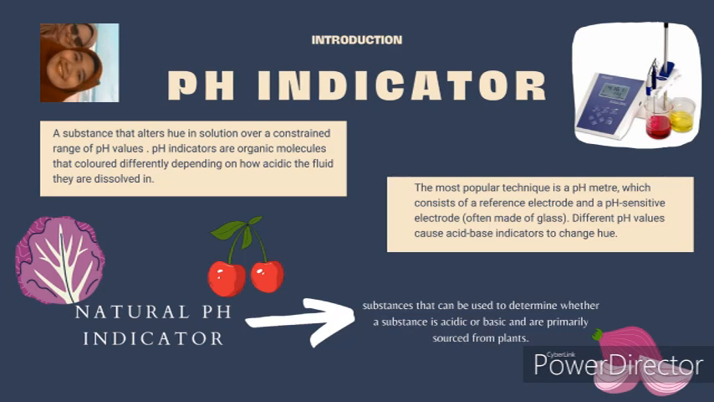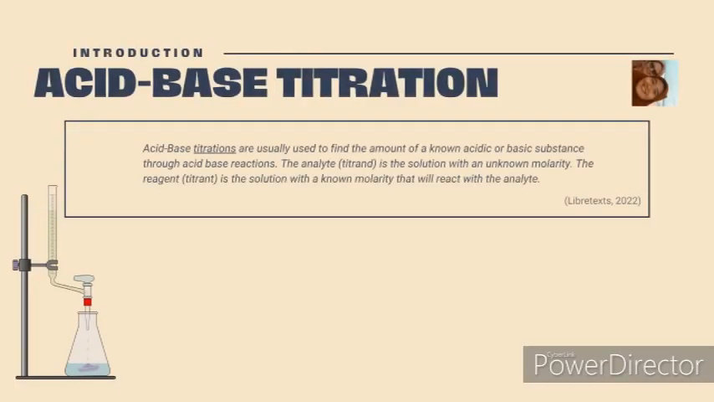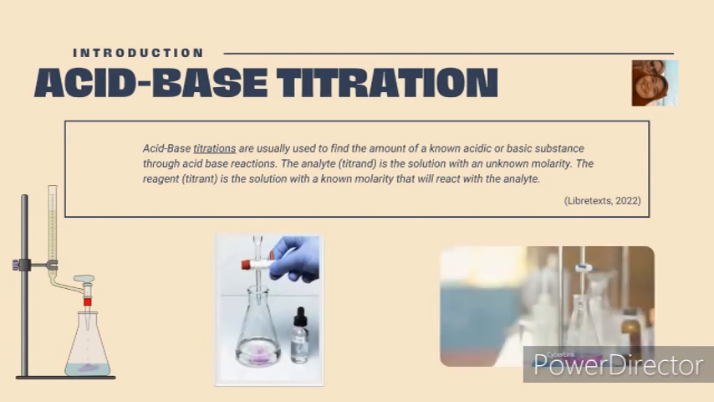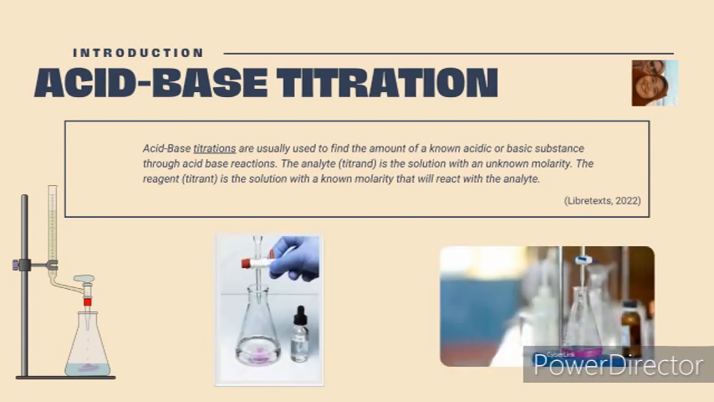Meanwhile, for the natural pH indicator, usually we use indicators primarily sourced from plants to determine whether a substance is acidic or basic. As stated by Libertats, acid-base titration is used to find the amount of a non-acidic or basic substance through acid-base reaction. The analyte is the solution with an unknown molarity, while the reagent is the solution with a known molarity that will react with the analyte.